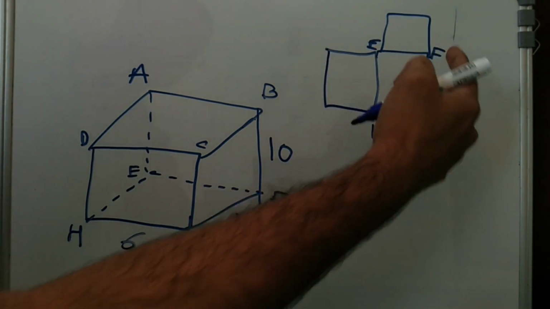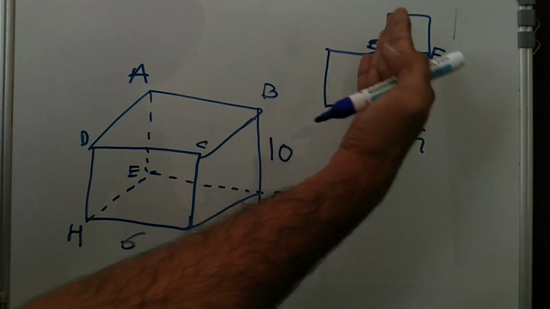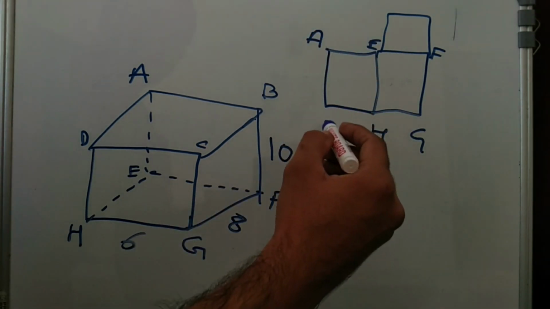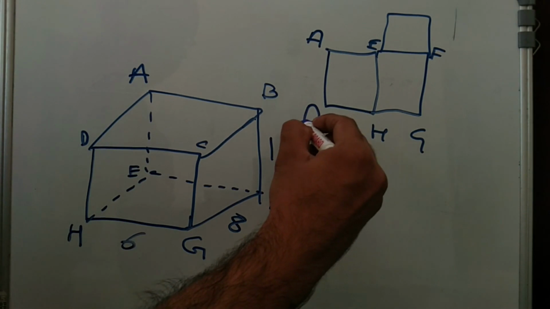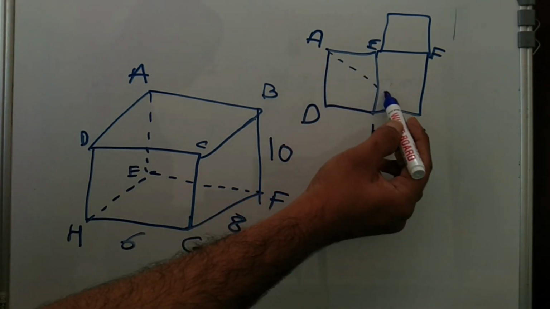This is the base. EFGH is the base. This was the leftmost wall, which I make fall like this. So this would be A. This would be D. Now the shortest distance would be this.